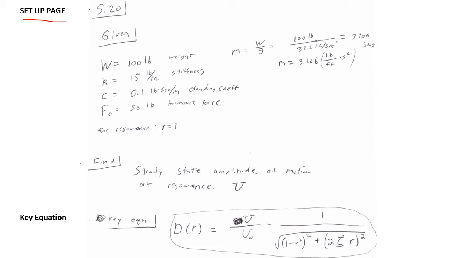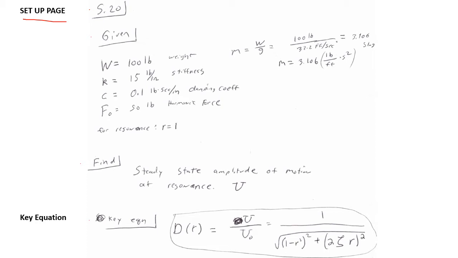I do the same thing for my spring constant. K is equal to 15 pounds per inch, and that's my stiffness. C is equal to 0.1 pound-seconds per inch, that's my damping coefficient. And F naught is equal to 50 pounds, which is my harmonic force. So I have all of my units, and I can double check them right now: pounds, pounds, pounds, pounds, inches, inches. Okay, we're fine there.